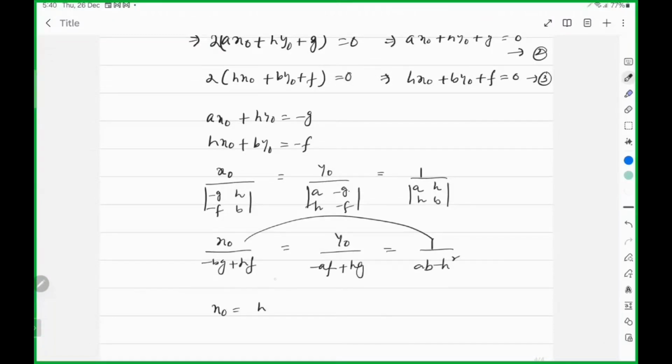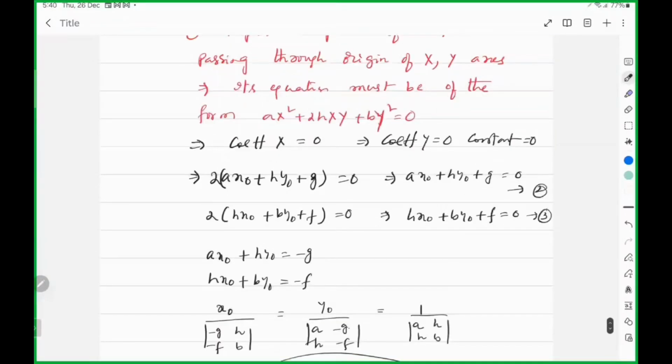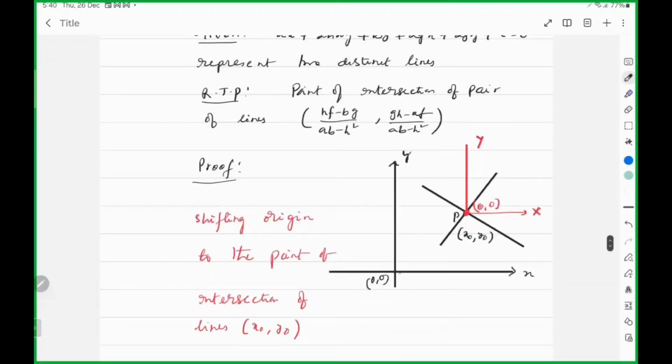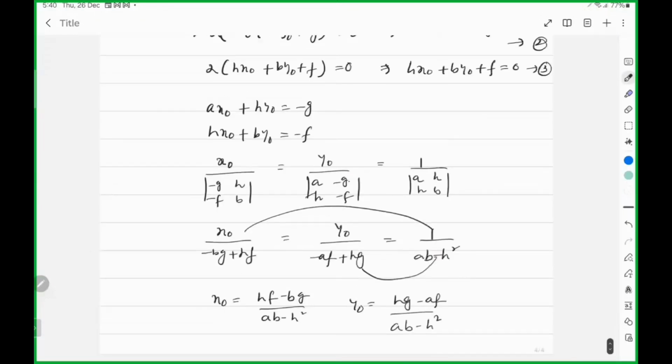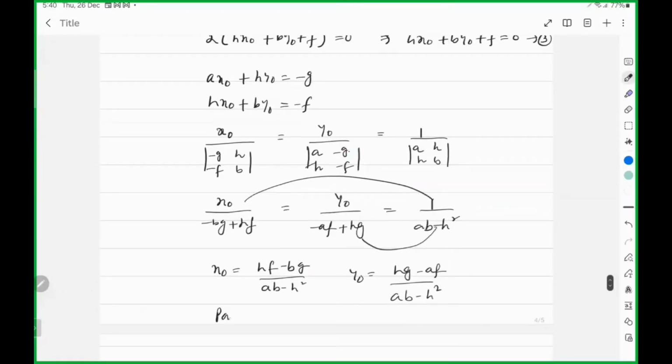Comparing these two, x naught equals hf minus bg by ab minus h square, y naught here is hg minus af by ab minus h square. This is what we have to prove. So the point of intersection is x naught, y naught, which is hf minus bg by ab minus h square, gh minus af by ab minus h square.